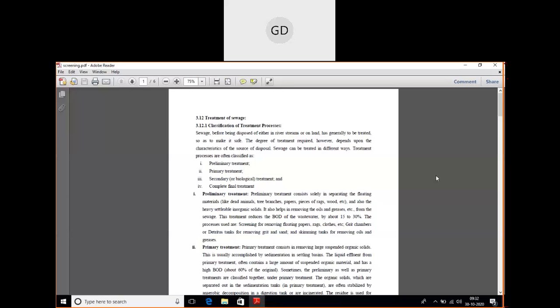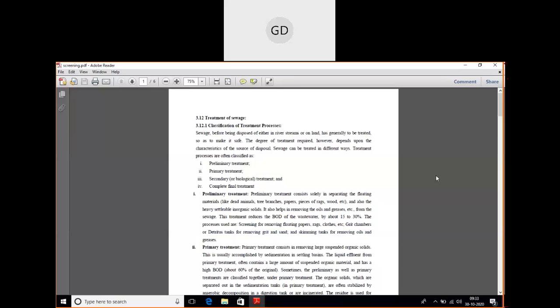How much treatment needs to be given to sewage, or you can say the degree of treatment, depends upon the characteristics of the source of disposal. For sewage treatment, it is classified into four types of treatment.